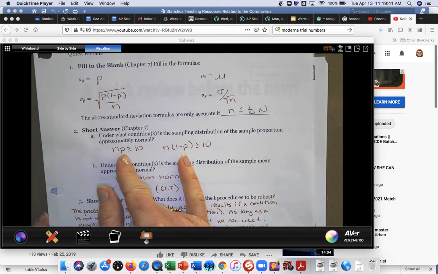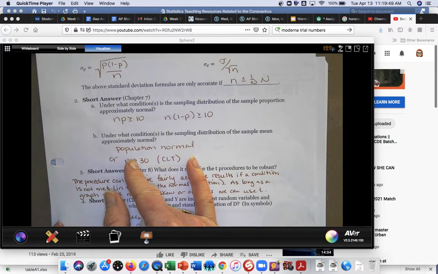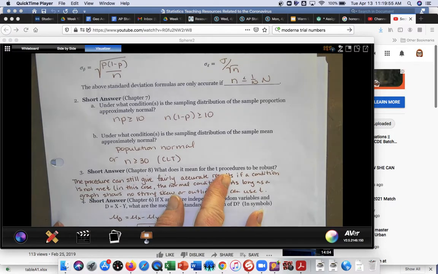If you're talking about the sample proportion, to check the normal condition, you do n times p or n times 1 minus p. If you're talking about the mean, the population is normal, or the central limit theorem applies. Again, if you're using the T procedures, the procedure can still give us fairly accurate results if a condition is not met. In this case, it would be the normal condition. As long as the graph shows no strong skew or outliers, you can use T.